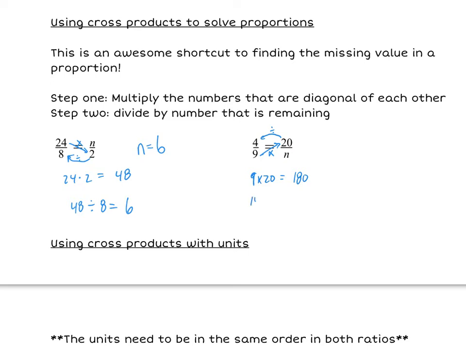Divide by 4. So 180 divided by 4 equals 45. So in this case, n equals 45. This is what we have to do every time. If you're given a proportion with a missing number, you're going to cross multiply, then divide to find the missing number. Okay? That's the main thing you're going to do.